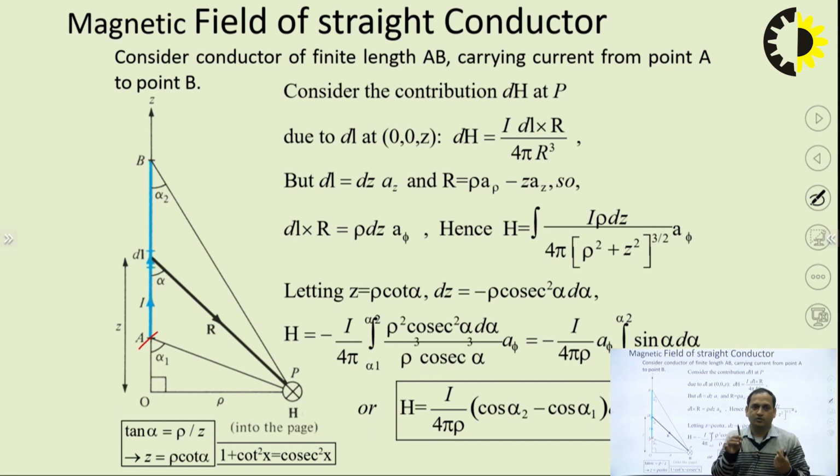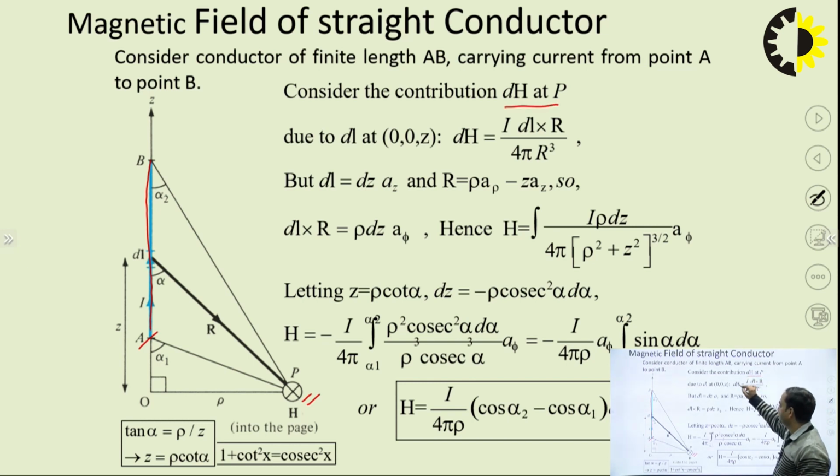So my question is, I want to find the magnetic field at some instant, at some point P. So how do we calculate the magnetic field at this point? For that, we take the point P, and this is my line, and this is the current element A to B. So we consider the contribution dH at the point P.